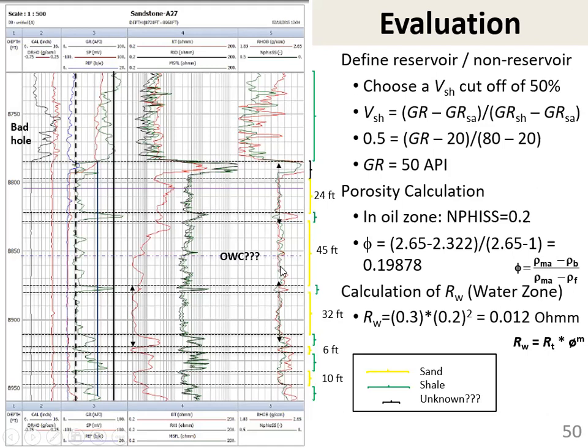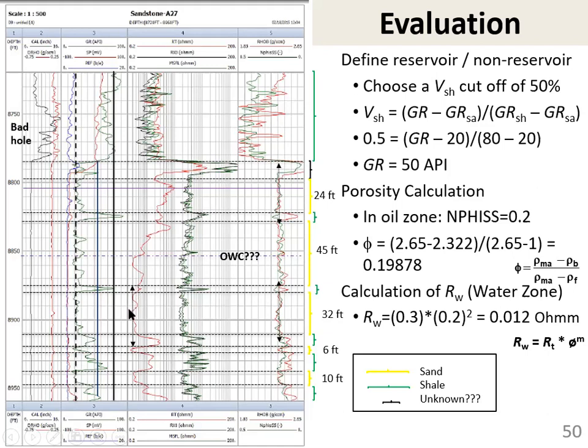You might argue that you have little or no separation here, even though you have some similar separation here. Yes, you have some similar separation between the neutron and the density, and here it begins to reduce. So on that basis, I put my OWC here. But if I'm going to report, I'll put a possible OWC. So you need information from other sources to ground whether the OWC is at this depth.